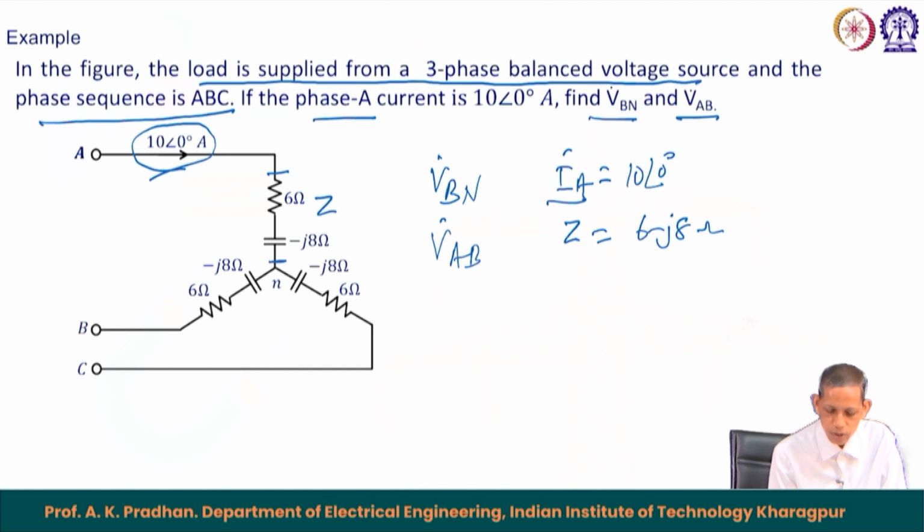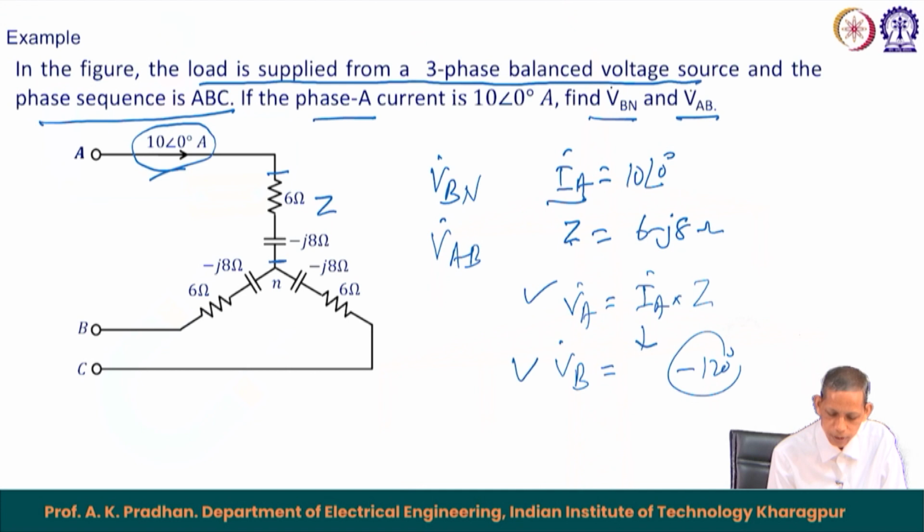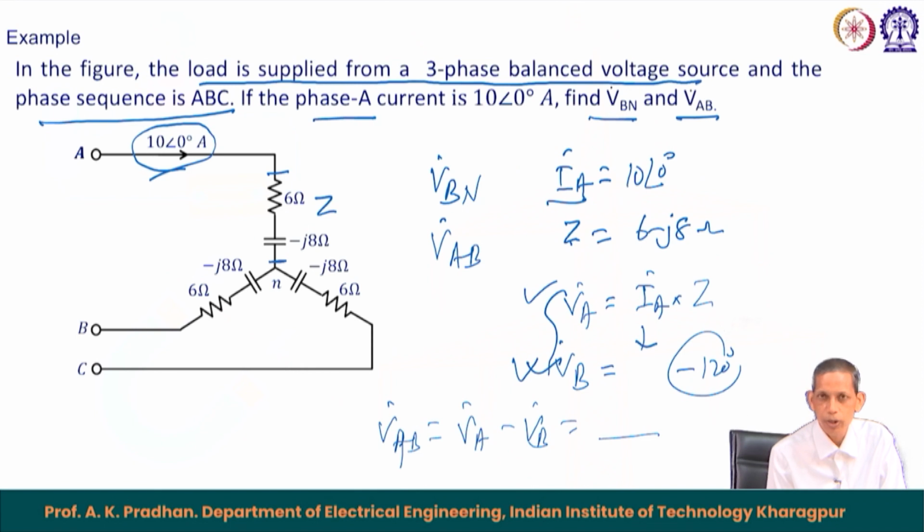So, this I A into Z gives us the corresponding V A. Let us say V A equals I A into the corresponding Z. So, we got the V A phasor. Now, the V B N phasor will be lagging the corresponding V A phasor by 120 degrees. So, we got the V B. V A B equals V A minus V B. So, from V A and V B we can get the corresponding V A B also.